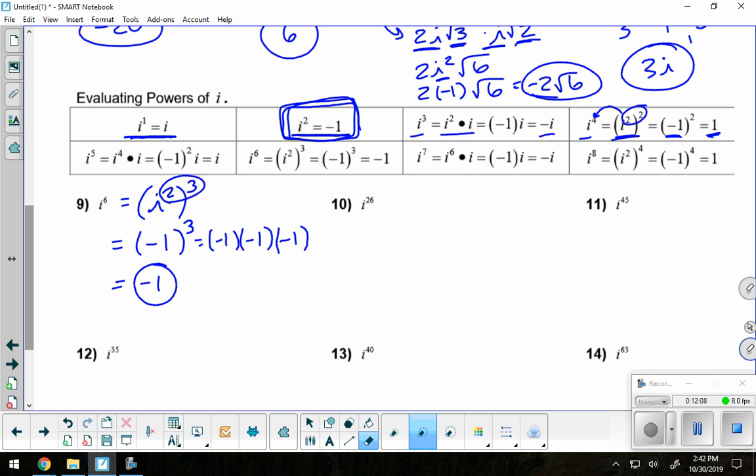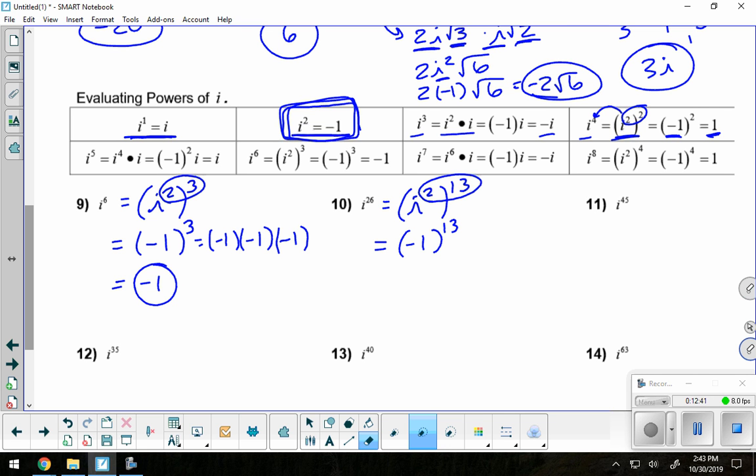And that's it. Okay, so for number 10, similar approach. If I have i to the 26th power, that's the same thing as saying i squared to the 13th. Those are the same exact thing. i to the 26 is i squared to the 13th, again, because 2 times 13 gets me back to 26. Okay, but now taking out i squared, because i squared is just negative 1. So now our question is, well, what's negative 1 to the 13th power? Negative 1 to the 13th power, again, that's essentially doing negative 1 times itself 13 times.